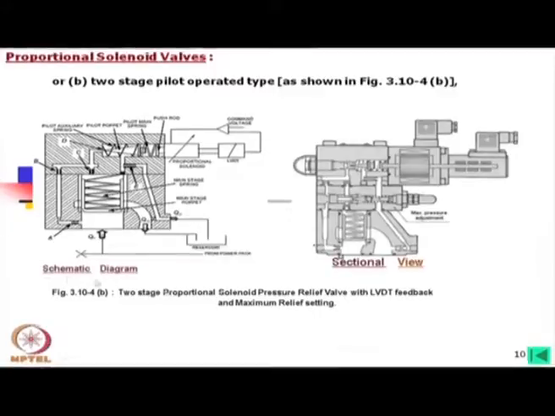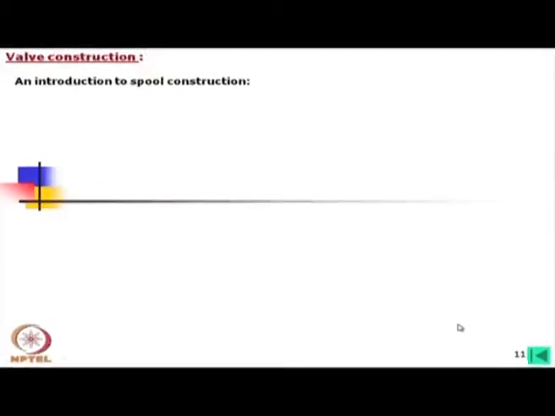So, this is the basic function of the proportional valve, and we will learn it more when we have a detailed discussion on the function of the proportional valve.